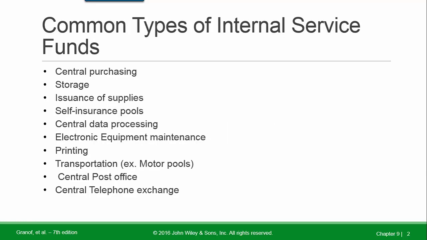Take some time to look at this list of common types of internal service funds. And you can see that these are activities provided within the state and local government unit or entity. That's why we have the internal users, and these are support functions. The entity needs to know full accrual accounting and needs to know all economic resources.